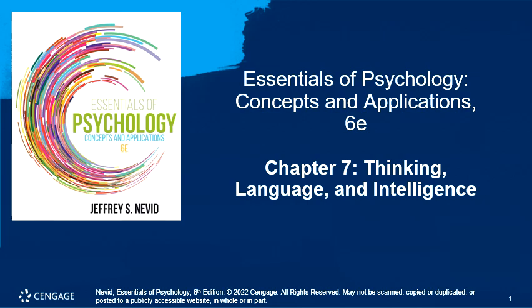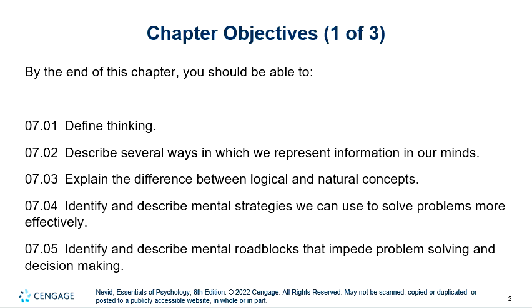Hello, everyone. We are now up to Chapter 7, Thinking, Language, and Intelligence. So in this chapter, we're going to define what thinking is. Hopefully at the end of this, you'll know several ways in which we try to represent information within our minds, be able to explain the differences between logic as well as natural concepts, identify and describe mental strategies so that we can solve problems more efficiently or effectively.